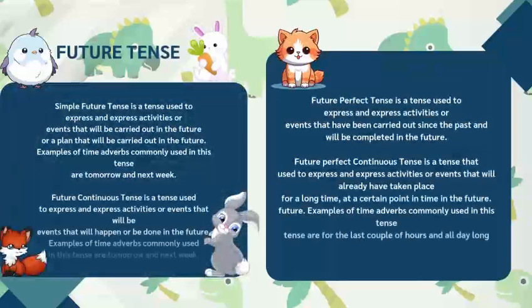Now let's move to the future tense. Simple future tense is a tense that is used to express activities or events that will be carried out in the future. Examples of time adverbs commonly used in this tense are tomorrow and next week. Future perfect continuous tense is a tense that is used to express activities or events that will already have taken place for a long time at a certain point in the future.